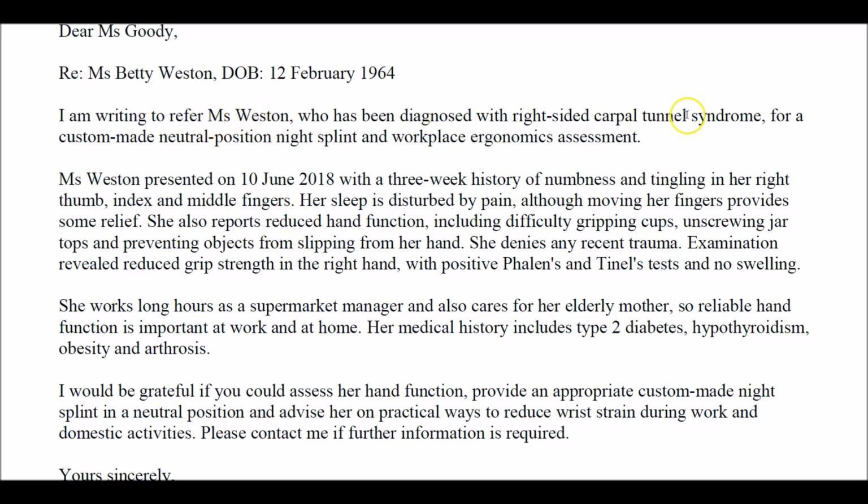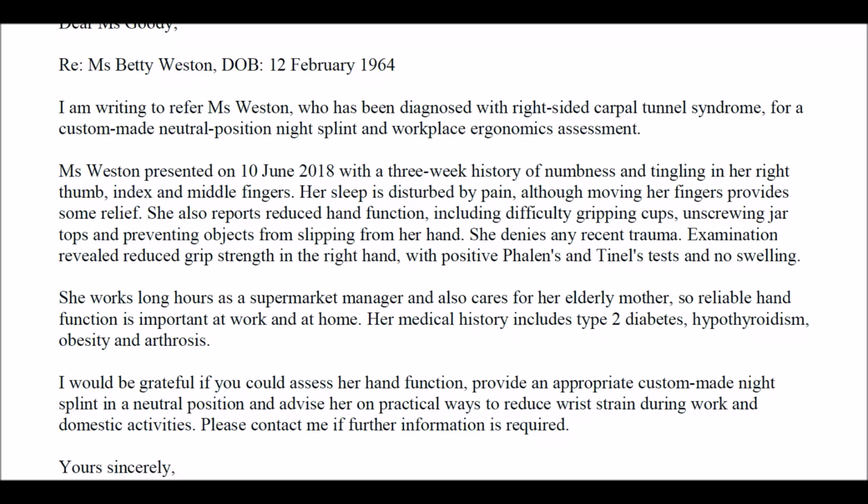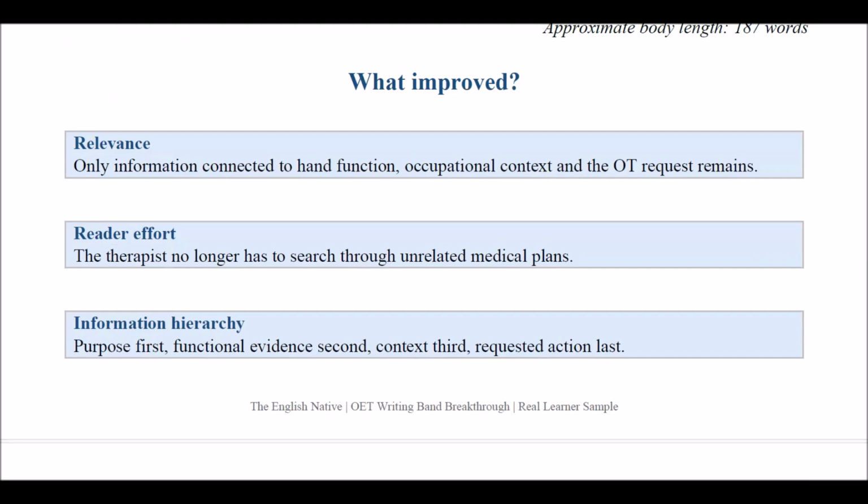Writing to refer, diagnosed, she wants a splint, workplace assessment, the details, the history, the sleep, reduced function. Okay, why is it important? And what do you want me to do about it? Okay, again, you can pause, you can go back, compare this to the original, and you can see for yourself.